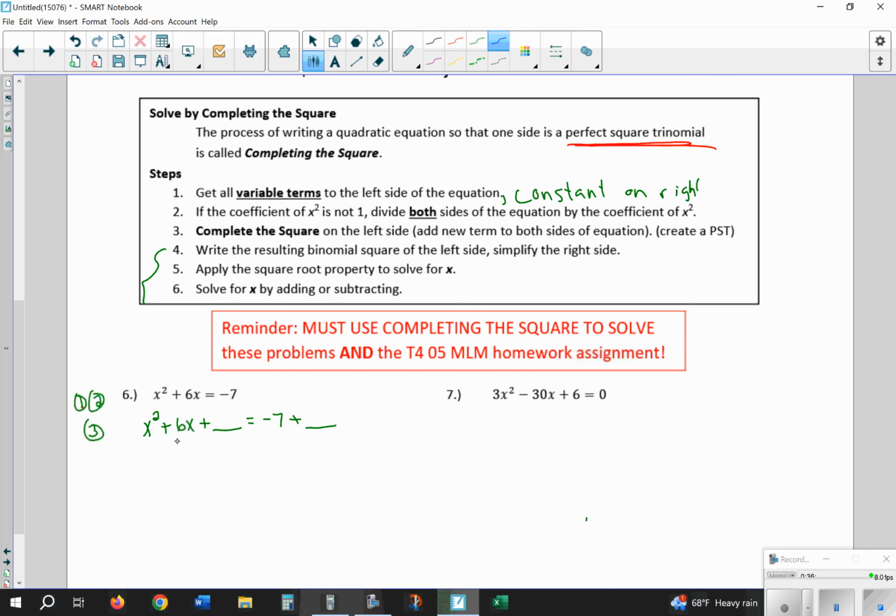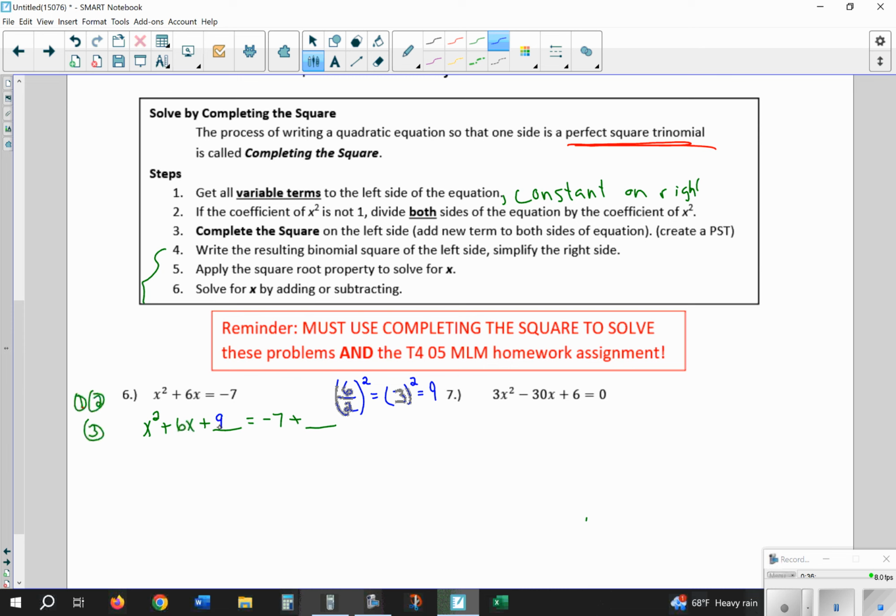Because our step says we're always going to take the b value. We're always going to take half of it, because in a perfect square trinomial, outer and inner are always the same thing. There's always 2 of them. And we're always going to square it. And I always do this off to the side. I simplify. That's going to be helpful to me in a minute. And that resulting value, which in this case is 9.